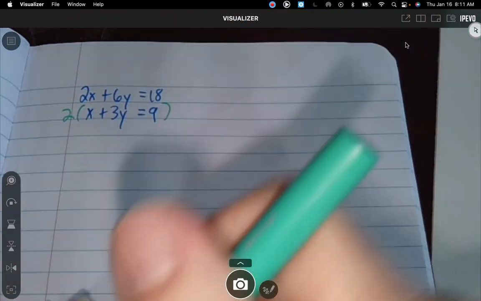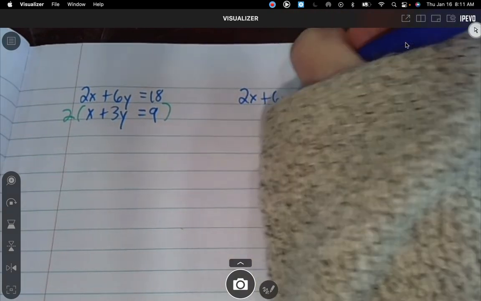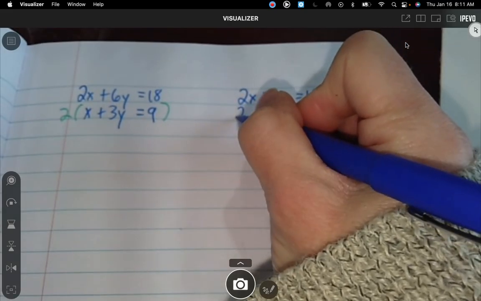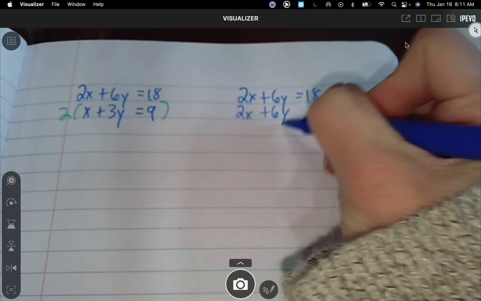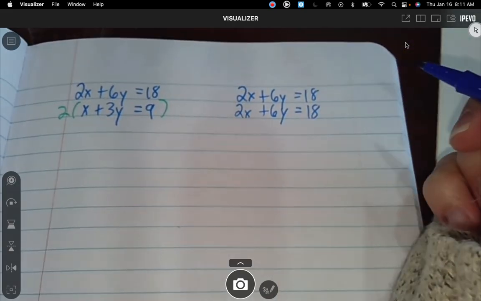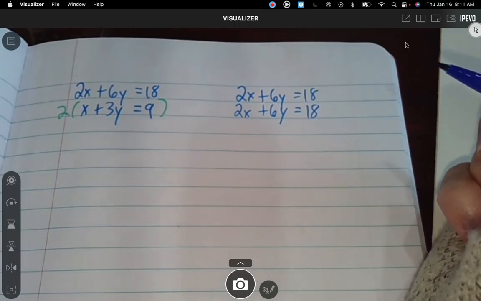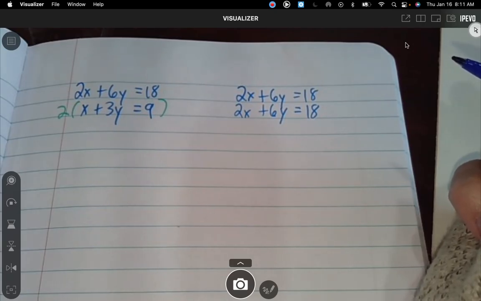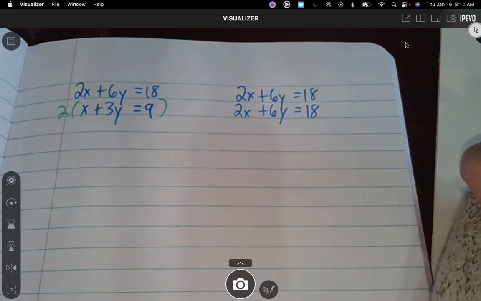So let's rewrite them both. I'm going to leave the top one as it is. Now, what's 2 times x? 2x. What is 2 times 3y? And what is 2 times 9? 18. Okay, so on this one, what do y'all notice about those equations? They're the exact same. The whole equation. Does anybody know what this answer is going to be? It's going to be infinitely many. But let's say we don't know that yet.